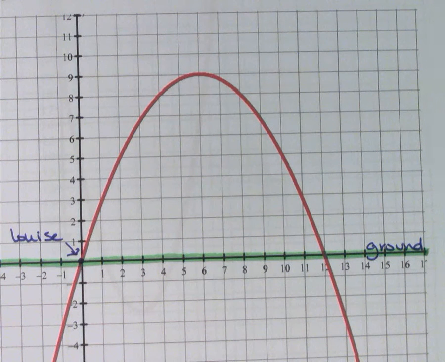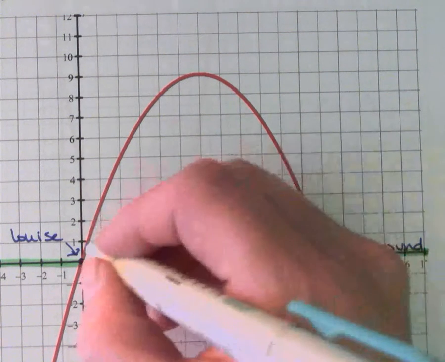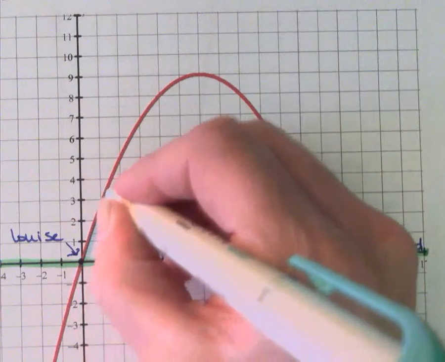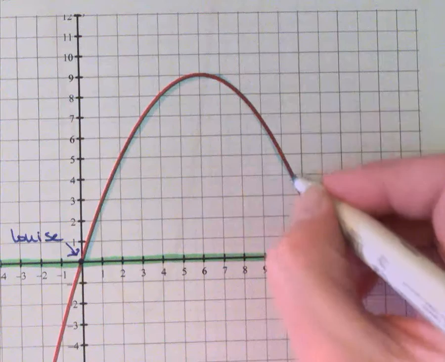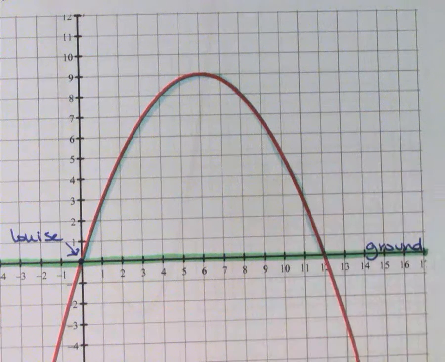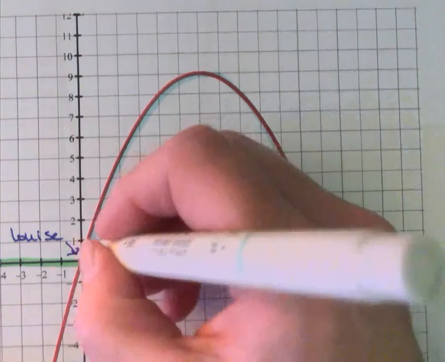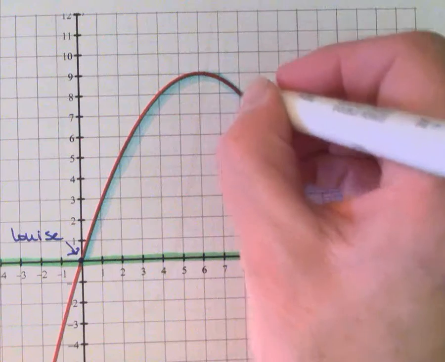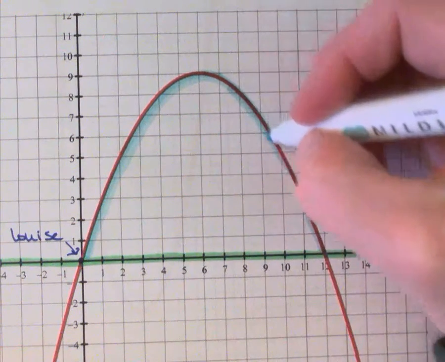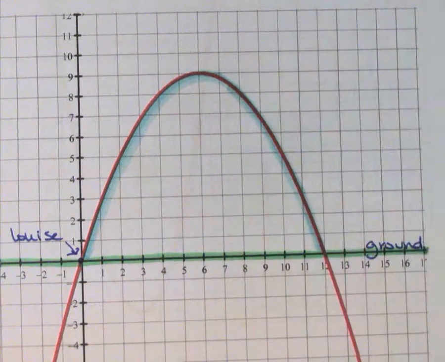It says shade or highlight the part of the graph that represents the actual path of the ball. So it means the ball would have started here. You're going to go all the way up, around, and all the way back down to the ground. So again, this part here, all the way up, around, and back down to the ground.